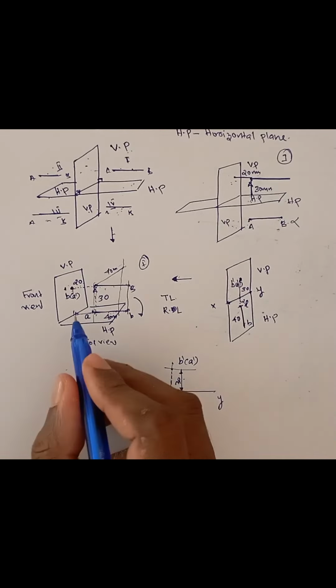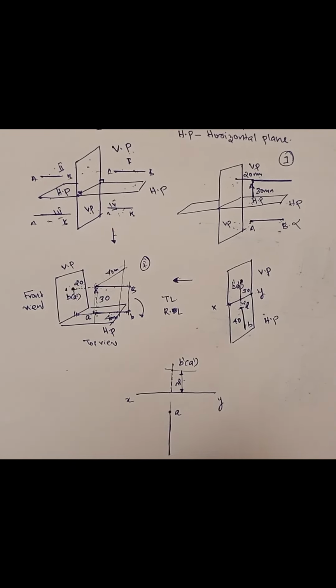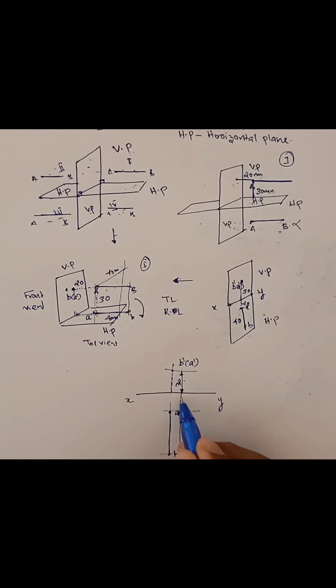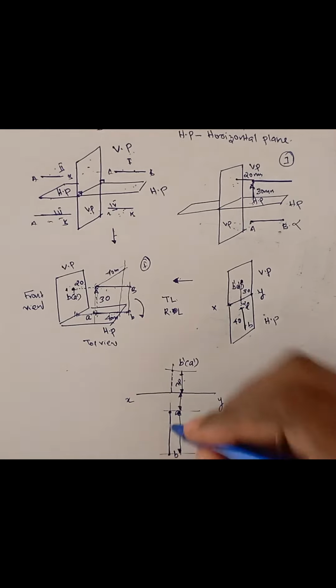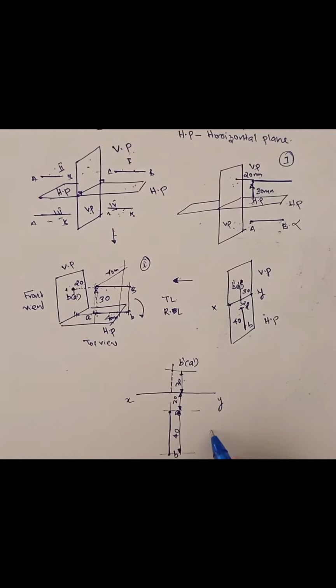And below, what is this distance? This is 20 mm. Mark the 20 mm. This point will be a, and mark 40 mm, this is b. This is 20 and this is 40. All dimensions are in millimeters.